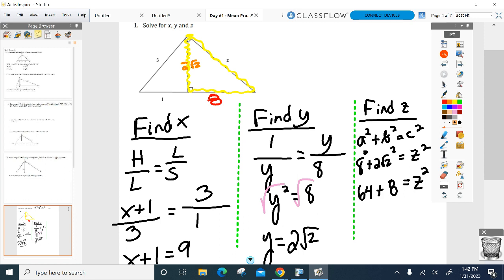All right, what's that? 72 equals Z squared. Break down 72, and 9 is not the biggest perfect square. There's something bigger.